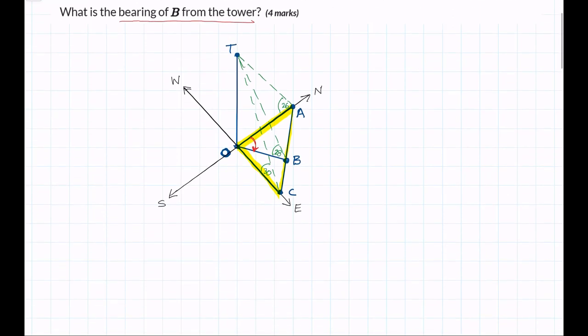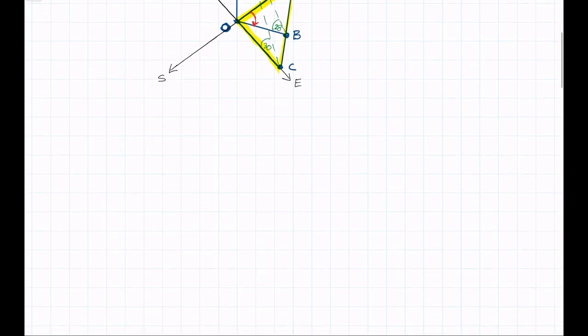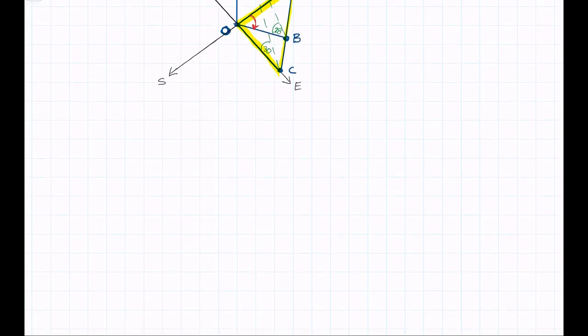So I'll just scroll down. And the first thing to point out with this triangle is that it's a right-angled triangle, because going up from O to A is going north, and going across from O to C is going east. And since north and east are perpendicular to each other, what that means is if this is triangle OAC, then this must be a right angle.